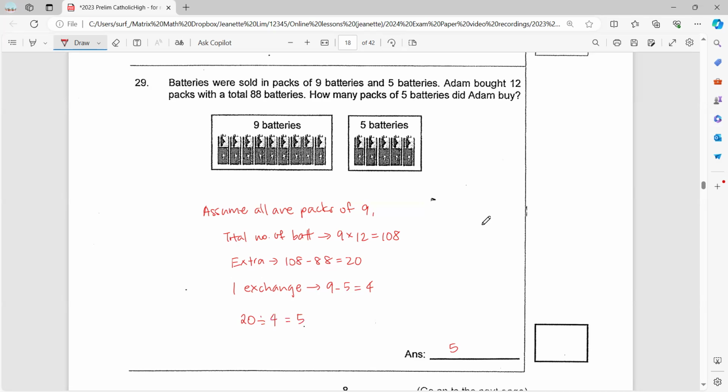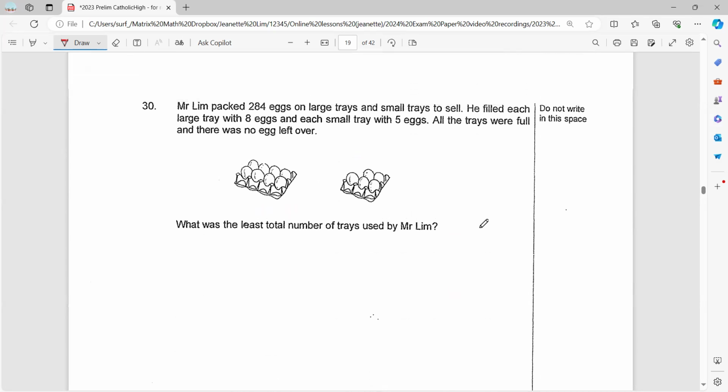Okay, let's look at the next question. This one is quite challenging. So Mr. Lim packed 284 eggs on large trays and small trays to sell. He filled each large tray with 8, each small with 5. All the trays were full and there was no egg left over. What was the least total number of trays used by Mr. Lim? So we need to find a combination that can fit all the eggs exactly. And we are looking at not any number of trays, but the least number of trays that's used.